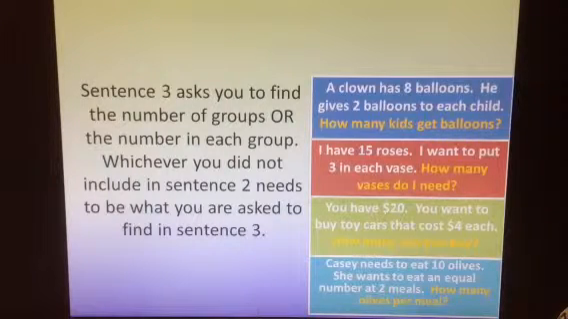Sentence 3 asks you to find the number of groups or the number in each group. Whichever you did not include in sentence 2 needs to be what you're asked to find in sentence 3. If I was picturing a division sentence, a number sentence, sentence 3 would be the part after the equal sign. It would say, what does it equal? It would have a question mark or an N.